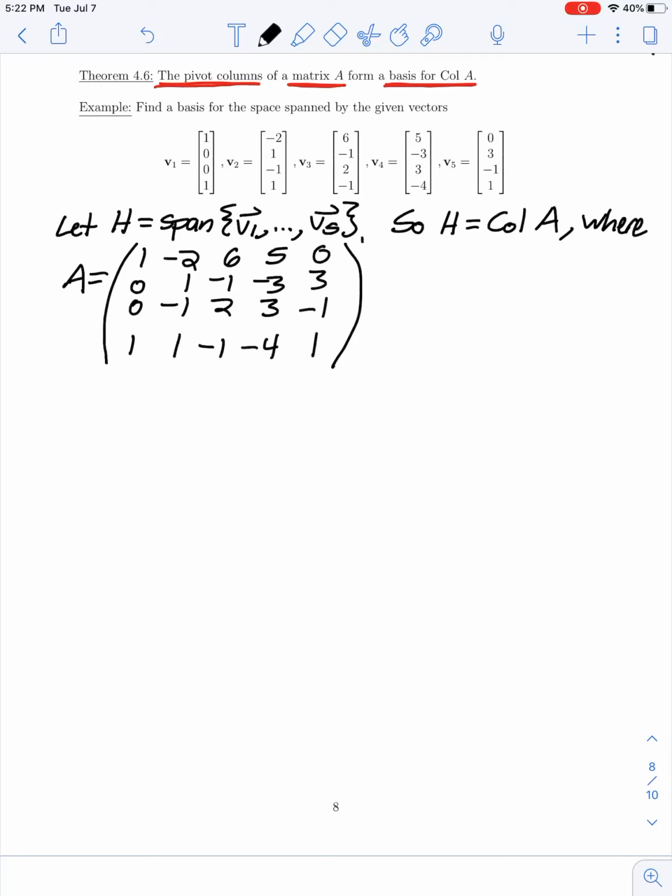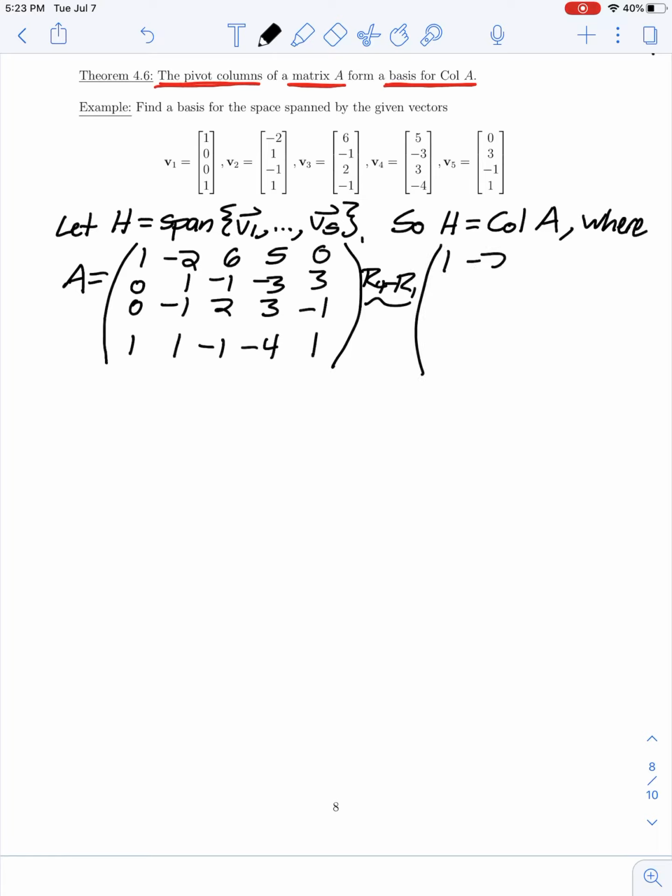Now, as we've seen in Theorem 4.6, to find a basis for this column space of our matrix, which is the space spanned by our vectors, we just need to identify the pivot columns of this matrix, which means that we need to reduce this matrix to row echelon form. It does not need to be reduced row echelon form, since we're just looking for which columns are pivot columns. So here, in our first step, we could reduce this by taking row 4 minus row 1.